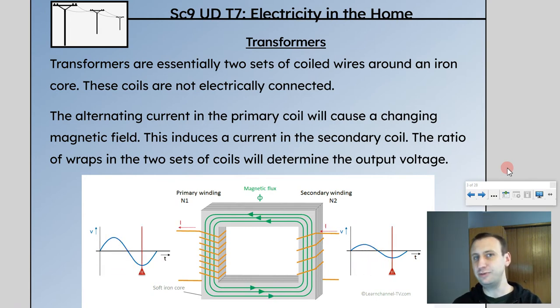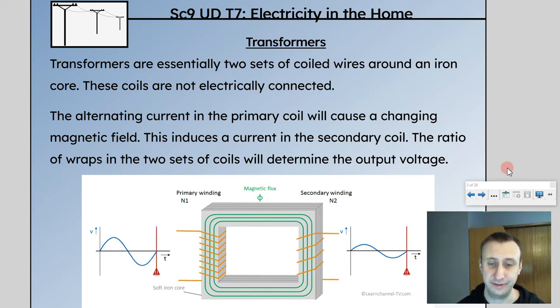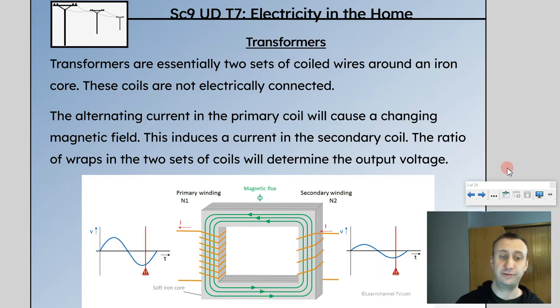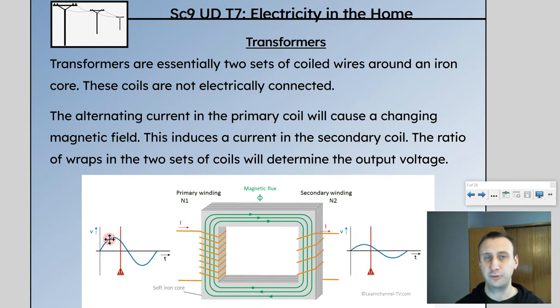Transformers are essentially two sets of coiled wires around an iron core, a circular iron core or a closed loop. These coils are not electrically connected. The reason why it's iron is because iron is better at strengthening a magnetic field, as you saw in the lab and as we talked about before. So essentially what happens is alternating current, so current that's changing and going up and down as seen in this diagram, goes through the primary coil. So I have a primary coil where it winds around, winds around, winds around here.